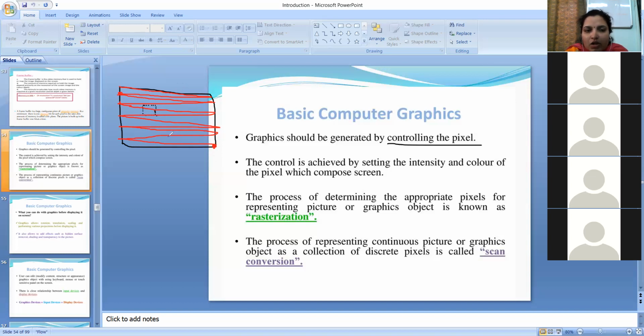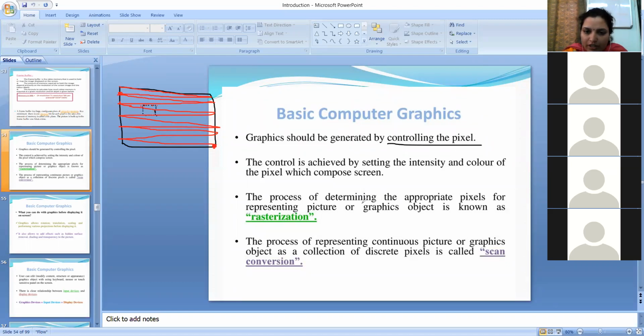And this process of scanning the screen from left to right, top to bottom is called rasterization. So the control is achieved by setting the intensity and color of the pixels which compose the screen. So here, once I get this line, then I will change the color and intensity of those pixels to complete this image. That particular process is called rasterization.